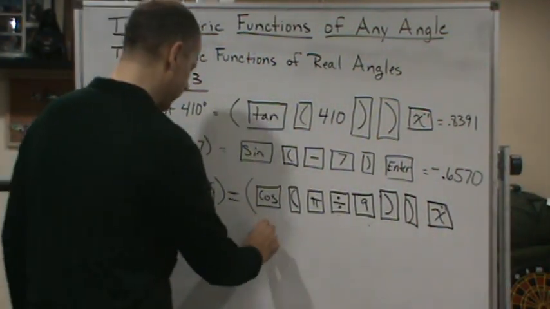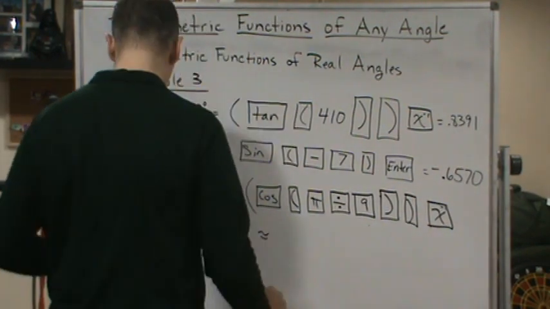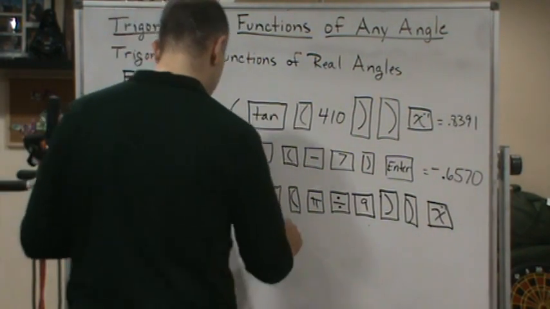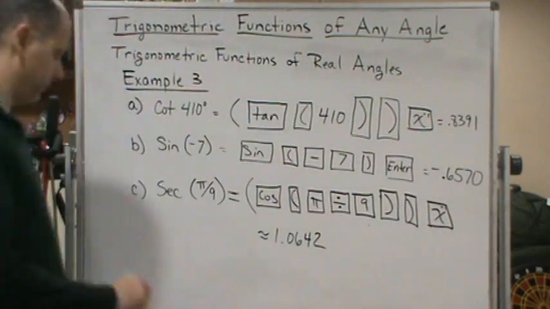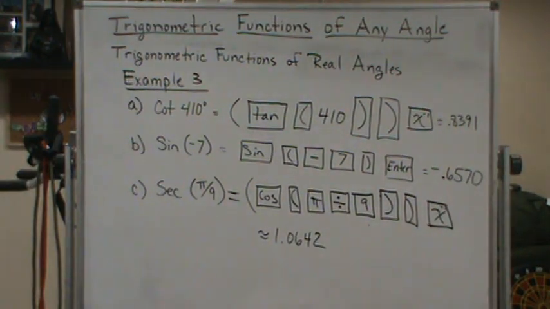When we do that, we get approximately, if we round to 4 decimal places, 1.0642. And that's how you use the calculator.